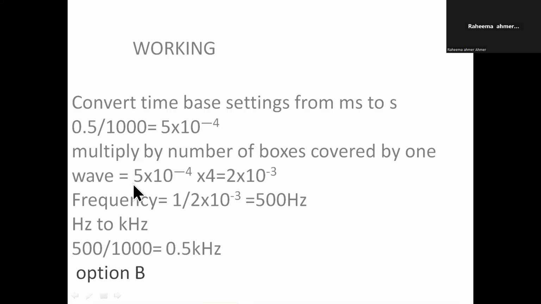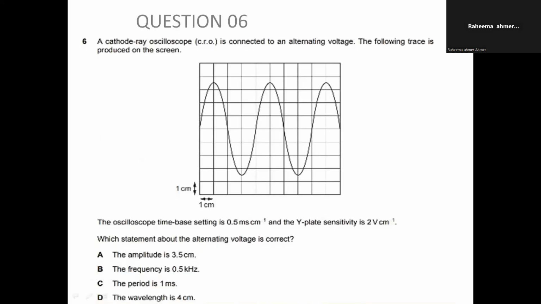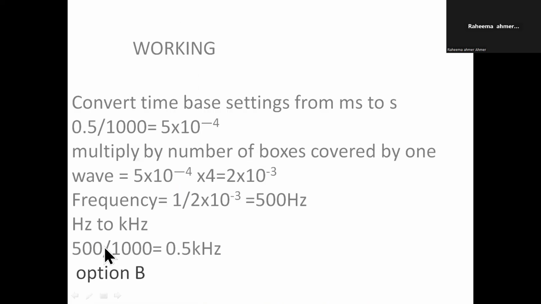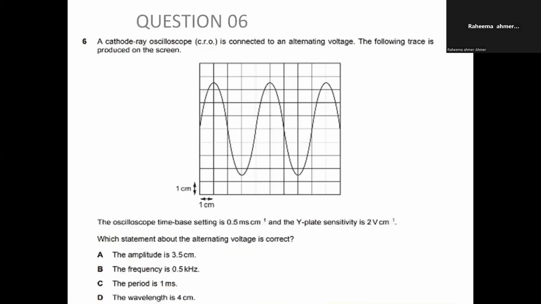To find the frequency, you take the reciprocal of the time period. So you take the reciprocal and you find 500 hertz. The option is given to you in kilohertz, so you divide by 1000, of course, and you get 0.5 kilohertz. So option B is the correct answer.